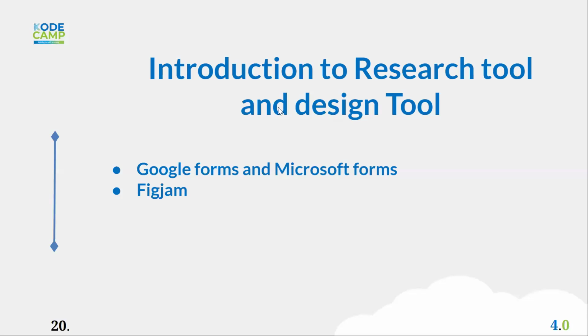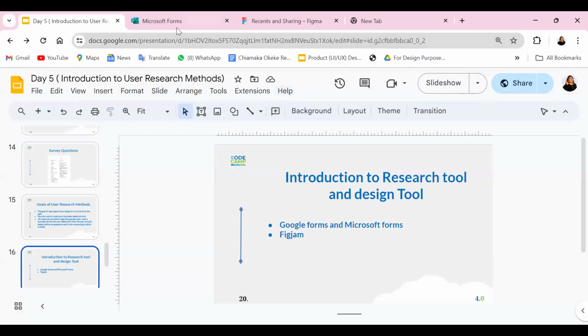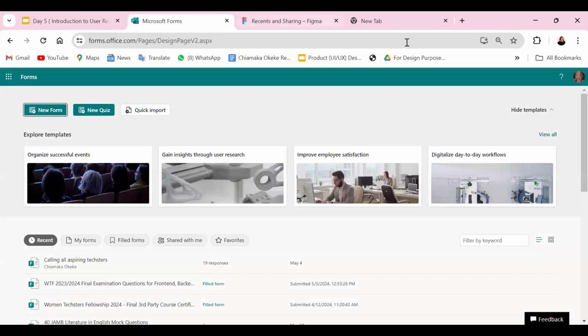So for most of us that have not used Google Forms or Microsoft Forms, you have to go to forms.office.com. Once you get there, you will see create new forms, new quiz, and quick imports. But for this class, we're just going to be creating forms because it's something we want to send out to our potential users. Once you click on create form, you will see a new template for you to work with.